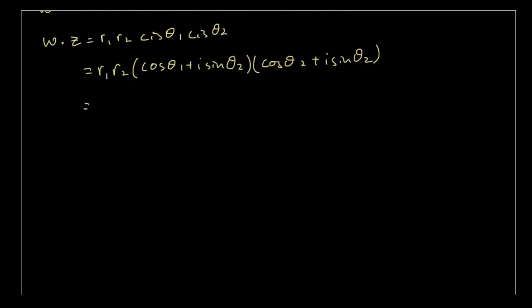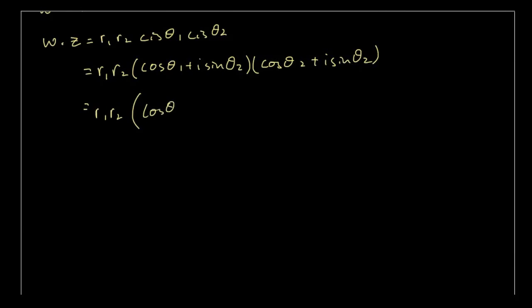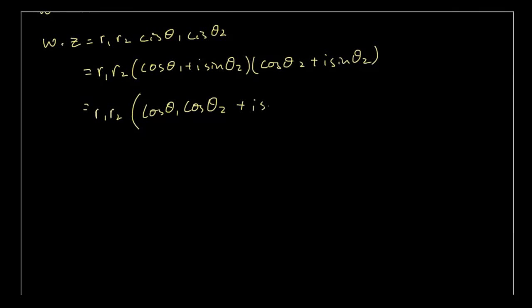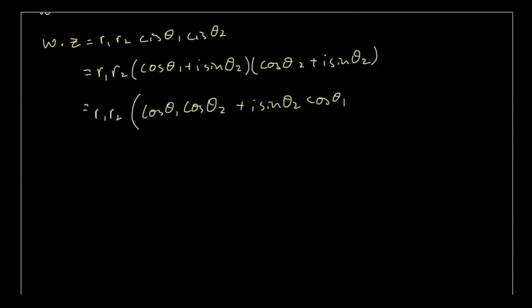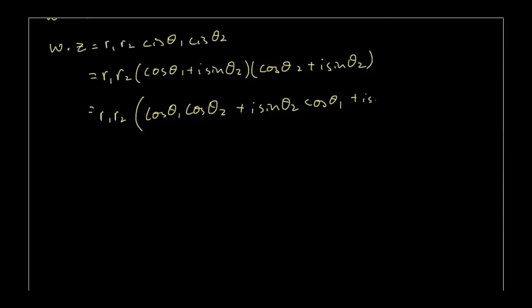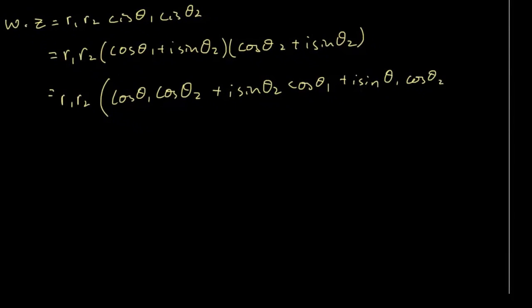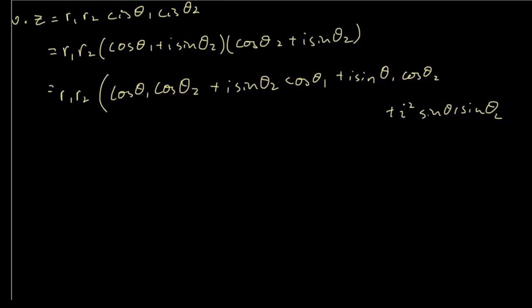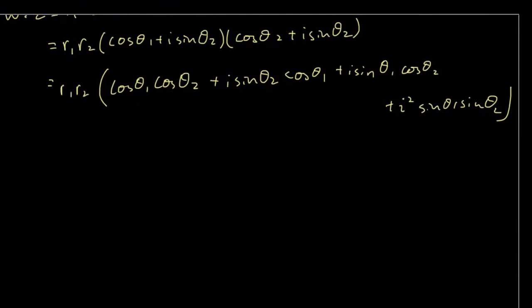So that would be r1 r2, cos theta 1 cos theta 2 and then plus i sine theta 2 cos theta 1 and then plus i sine theta 1 cos theta 2 and then finally plus i squared sine theta 1 sine theta 2. Okay, running out of space, but that's okay. So let us collect the real part and the imaginary part.